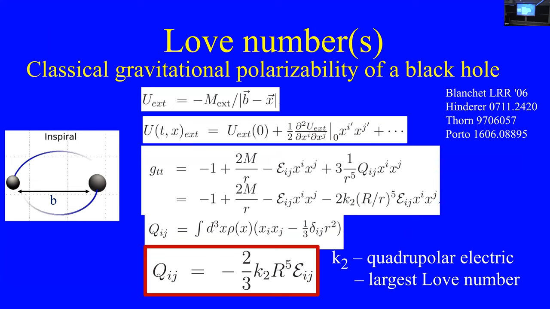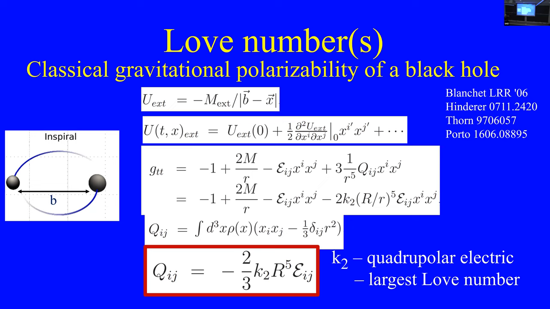Okay, so what are Love numbers? Love numbers are just the classical gravitational polarizability of compact objects. Love is the name of an English mathematician who first studied tides on Earth. Because these are tidal effects, these are called Love numbers.